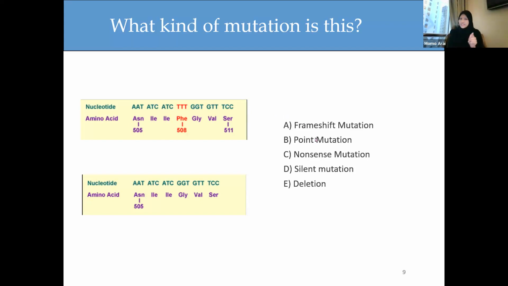It's not a point mutation because it's not one base. It's not nonsense because it didn't change the amino acid to a stop codon. It's not silent because it's not a point mutation anyway. But you're basically deleting this whole amino acid. So that's an example of deletion of 3 bases. Okay, I hope this is clear for everyone, and I'll move on if it is.